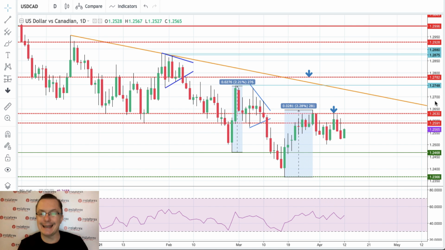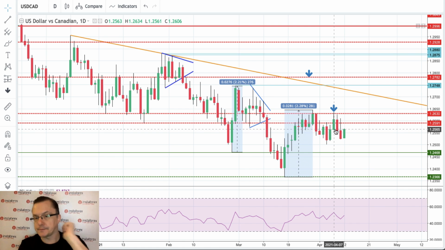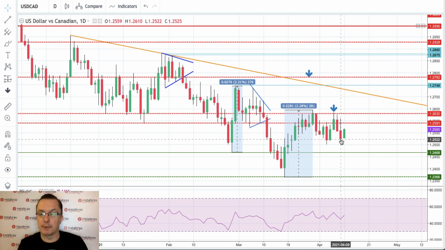Let's take a look at the Canadian dollar. This is, as you can see, a daily time frame chart as well. And what do we have here? The bulls are still trying to bounce above 1.2630. This is the technical resistance marked with the blue arrow. As you can see, they can't. They are trying, but they can't break above it, and they are being capped and pushed down towards the level of 1.25.